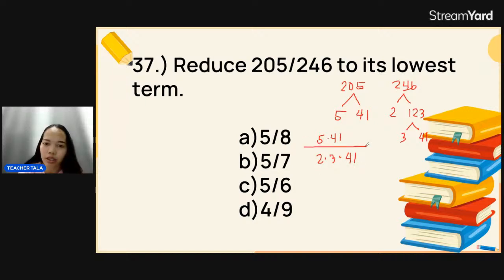Kaya ito yan, di ba? Gagawin natin fraction. So, ginawa natin 205 over 246, magiging 5 times 41 over 2 times 3 times 41. So, i-cancel natin yung kapareho nila, tapos wala nang kapareho. Kaya, ang mangyayari is, i-multiply natin yung natira. So, 5 over 6. The answer is letter C.